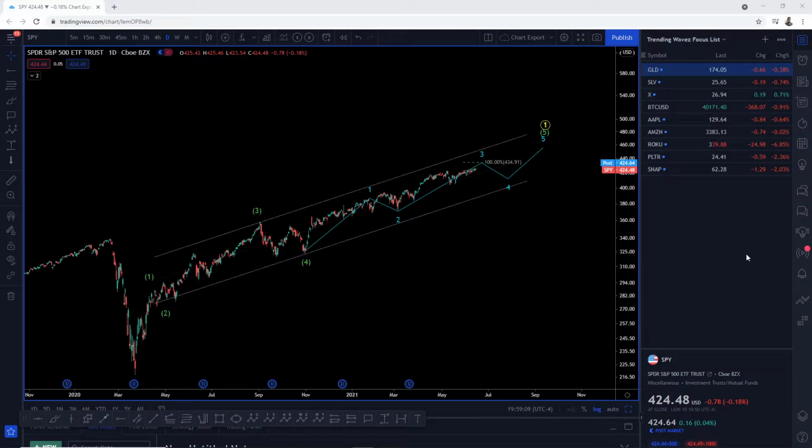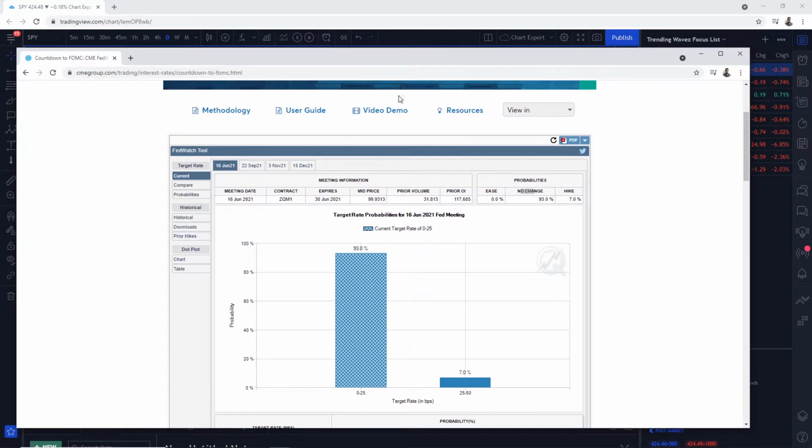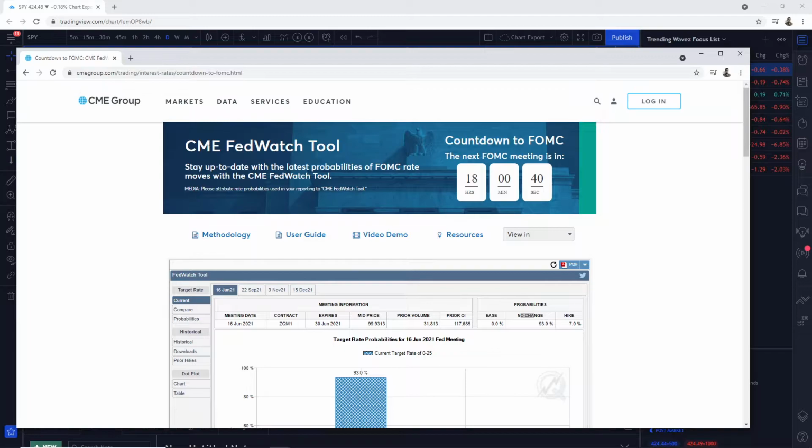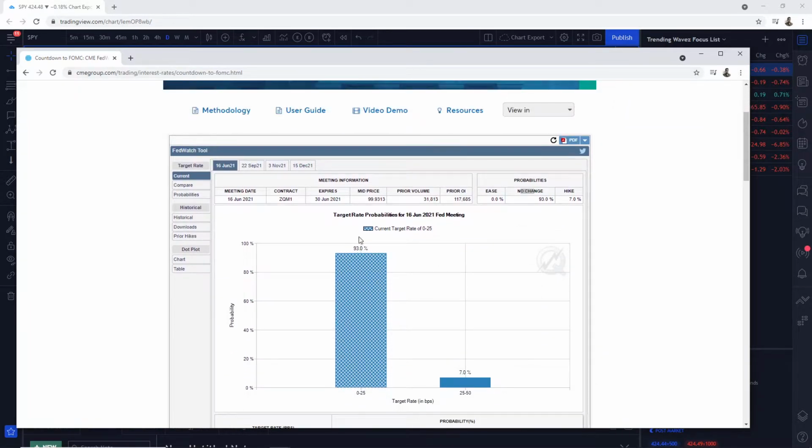2021. As a friendly reminder, tomorrow is the FOMC meeting. At 2 o'clock the meeting minutes are released, and then at 2:30 we have the press conference. Yesterday I showed you guys this chart here on the CME FedWatch tool. There is a probability of 7% for an interest rate hike, and 93% for no change.